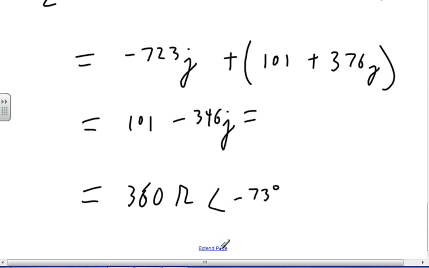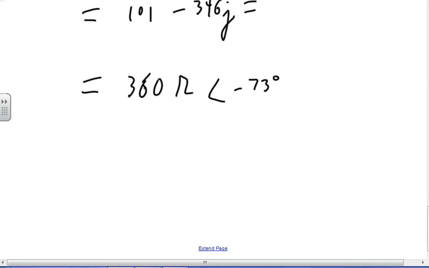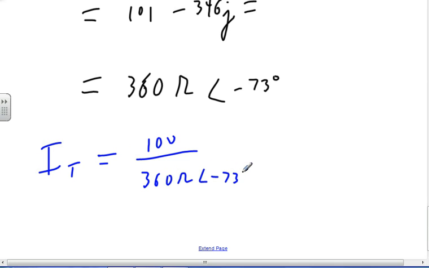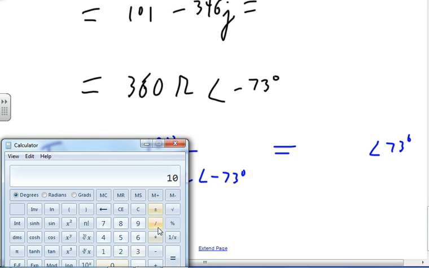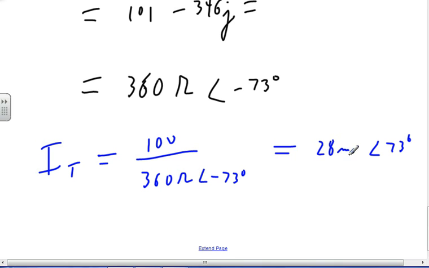Excellent. Now I'm going to find the total current. So current total is going to be voltage, 10 volts, divided by 360 ohms, angle minus 73 degrees, and I'm going to have an angle of positive 73 degrees. 10 divided by 360, we'll call it 28 milliamps. Oh, current is in amps, milliamps.